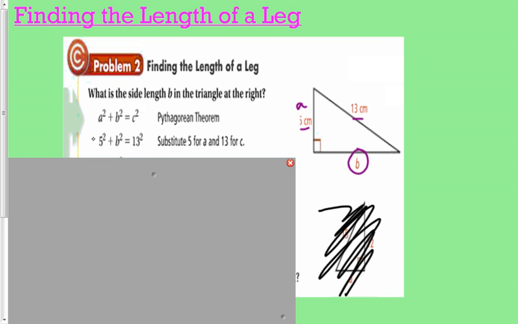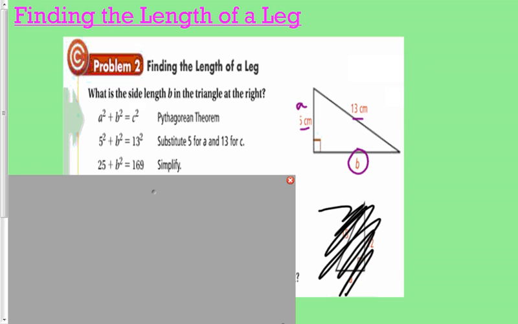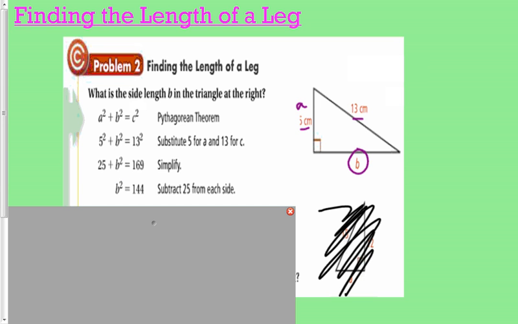We want to simplify the exponents. So we have 25 plus B squared equals 169. And then to get the b squared by itself, we want to subtract 25 from both sides. And that gets us with b squared here, so minus 25. Cancel out, and minus 25 here. And that gets us b squared equals 144.